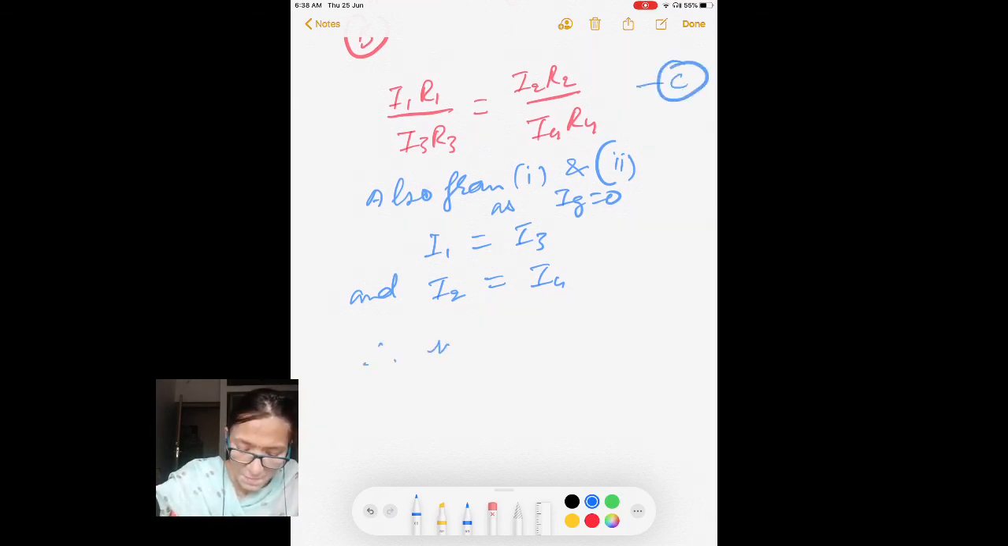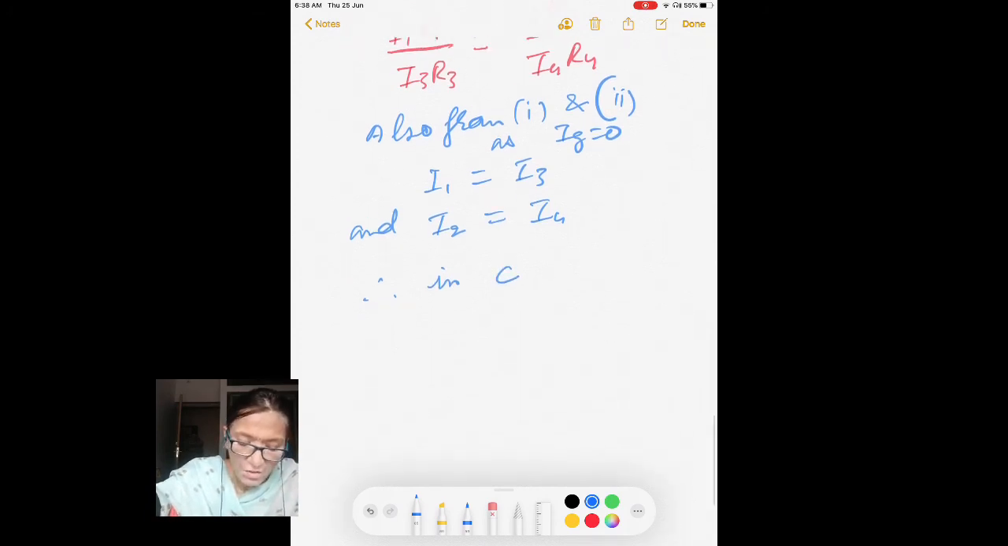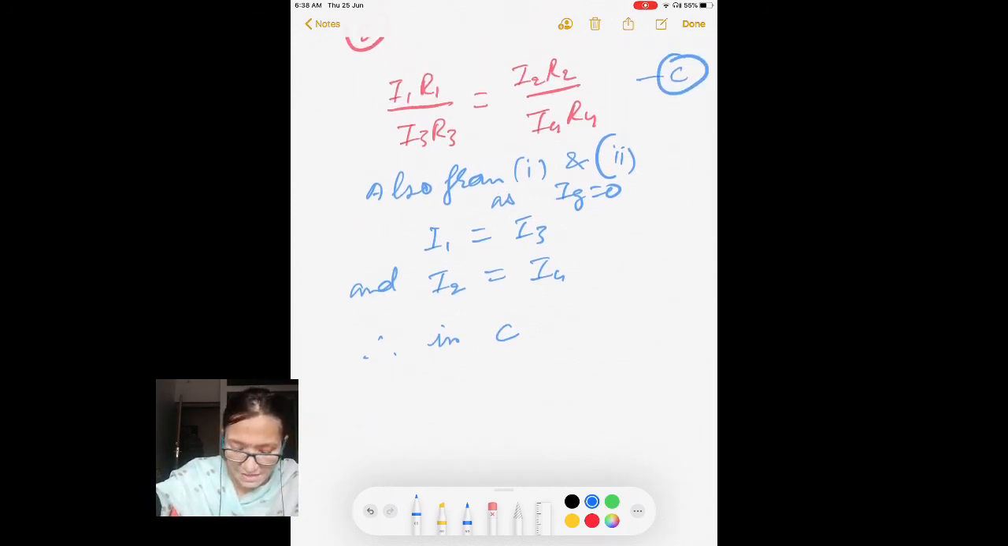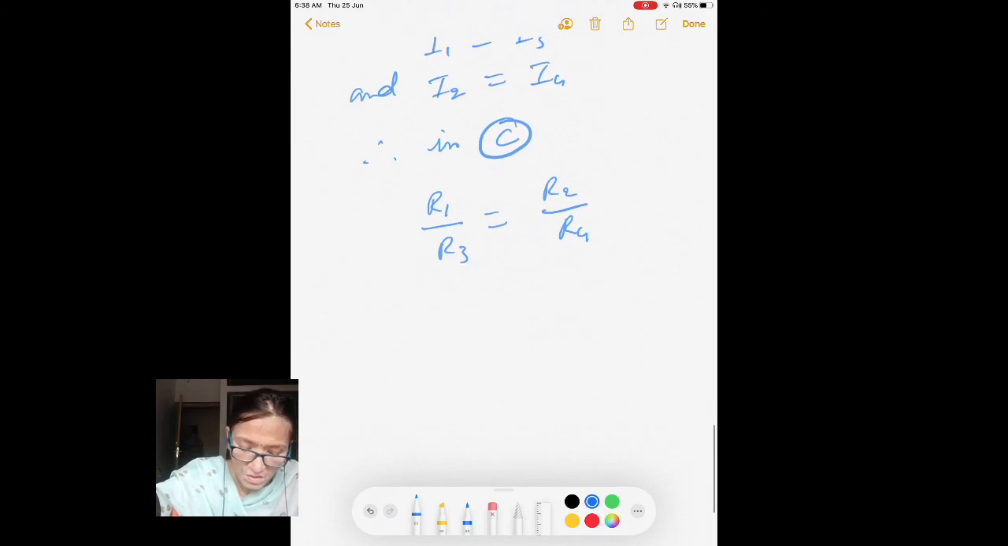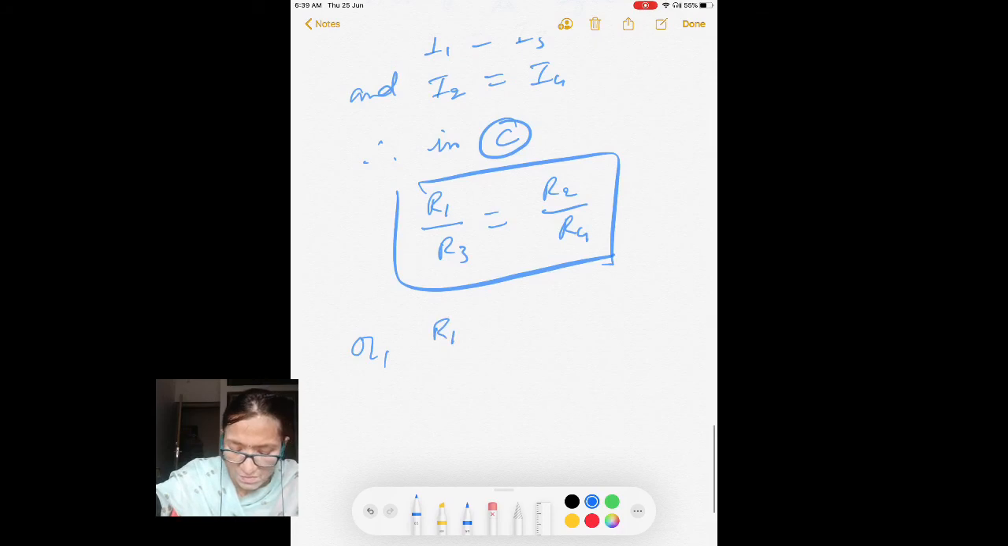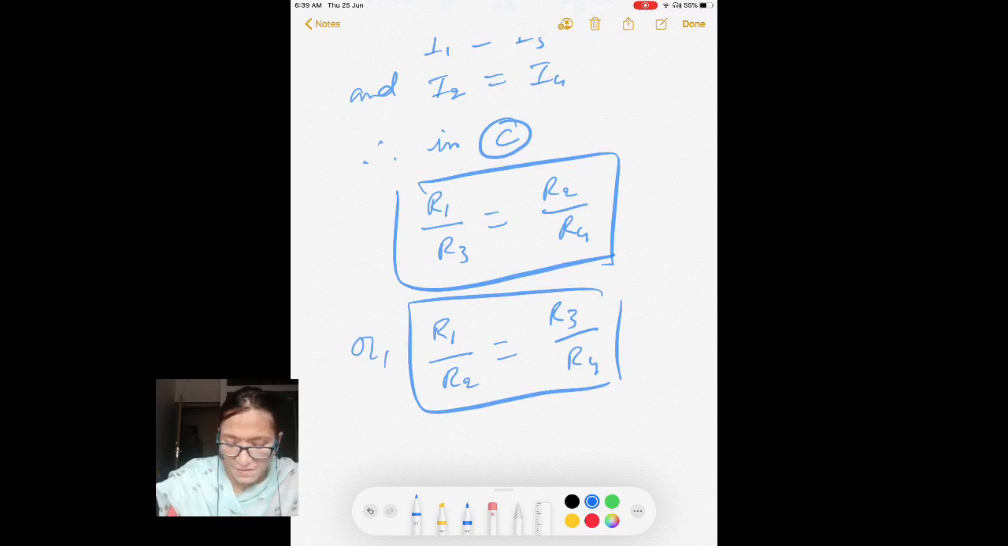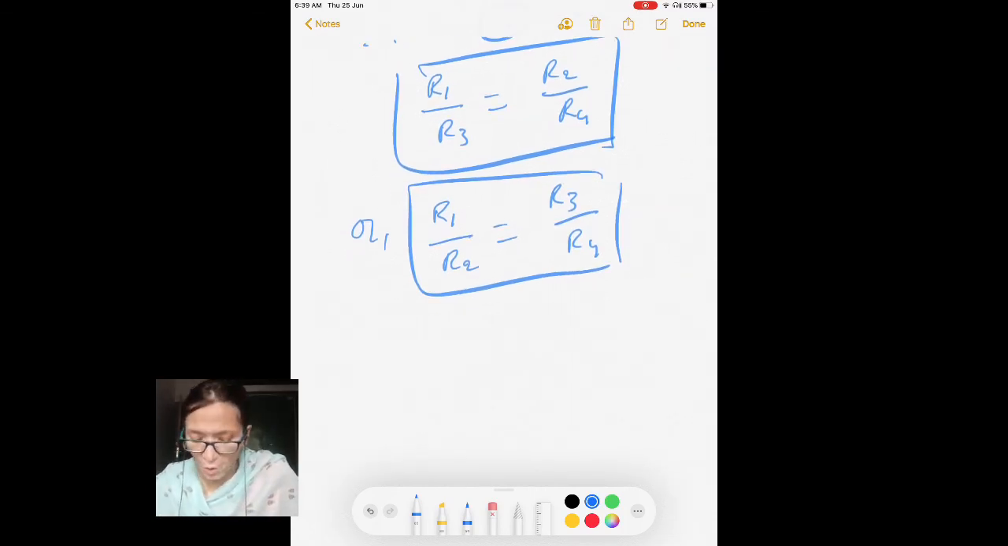Therefore in C you can cancel I1 and I3 and you can get R1 upon R3 is equal to R2 upon R4. Or also you can write by changing the sides of R3 and R2, R1 upon R2 is equal to R3 upon R4. So this is the condition for a balanced Wheatstone bridge.